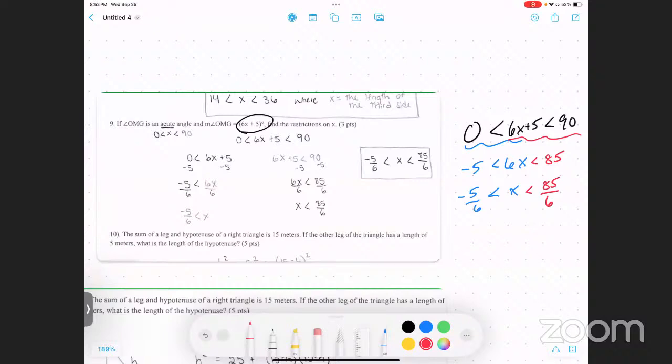And 85 is not divisible by 6, by 3 or 2. So I can't really reduce that. So there's your answer. Okay. So you're treating it like two different equations, two different inequalities, that inequality and that inequality. Does that make sense? Questions about it, or you understand that now?